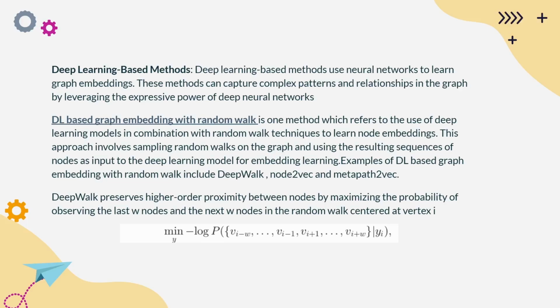DeepWalk, node2vec, and metapath2vec are some examples that use such techniques. DeepWalk preserves higher order proximity between nodes by maximizing the probability of observing the last w nodes and the next w nodes in the random walk that is centered at vertex i. w is the window that we are considering in this case, and the expression of the loss function is given below.